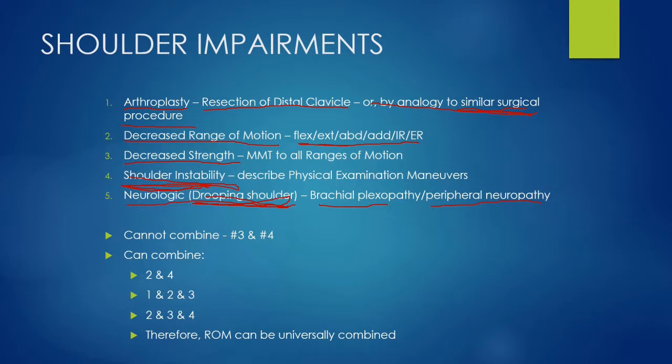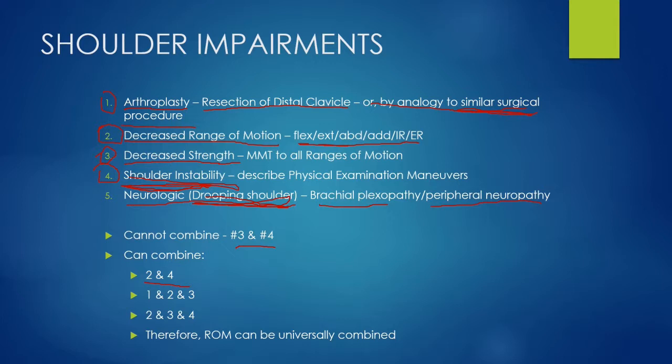Most commonly, our permanent impairment ratings for shoulder tendinopathy conditions are going to involve some combination of impairment due to arthroplasty, some impairment due to decreased range of motion, some impairment due to decreased strength, and some impairment due to shoulder instability. Now, the AMA guides tell us that we cannot combine impairments due to decreased strength with impairments due to shoulder instability, but we can combine impairments due to decreased range of motion and shoulder instability.